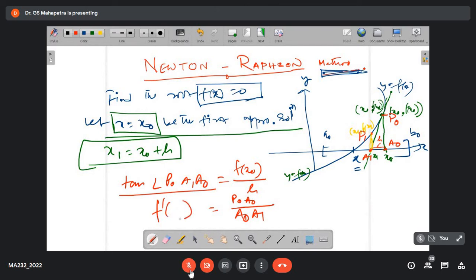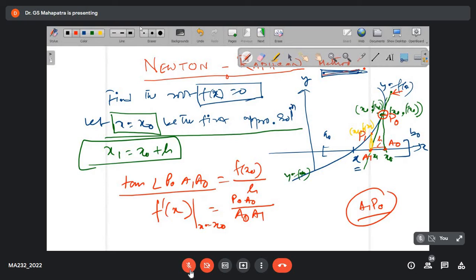Fine. At what point? F of x. At what point? Fine. Good. Yeah, correct. X0. Correct now. So this is the tangent. So tangent, you can say P0 A1, that is the A1 P0, and this one is the tangent at the point x0. At that point, this is the tangent. Correct now. So A1 P0. Fine. So I will write this one.